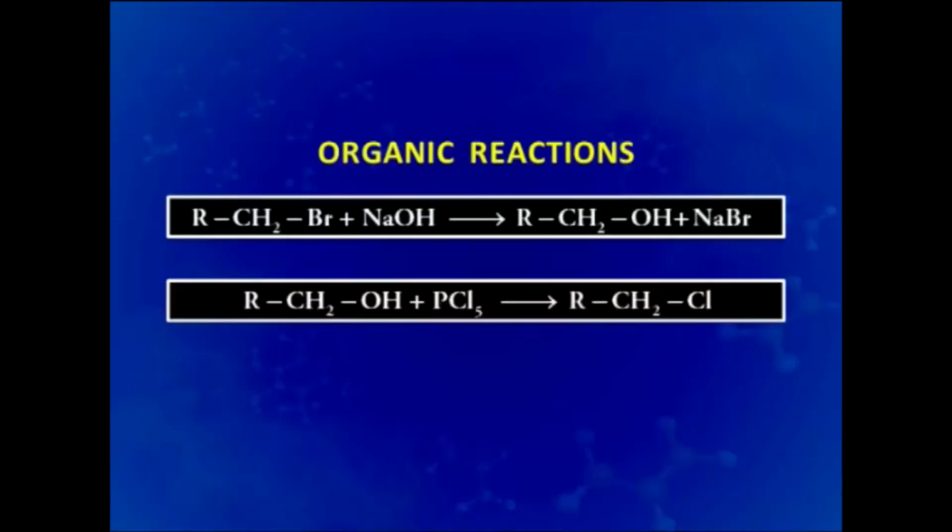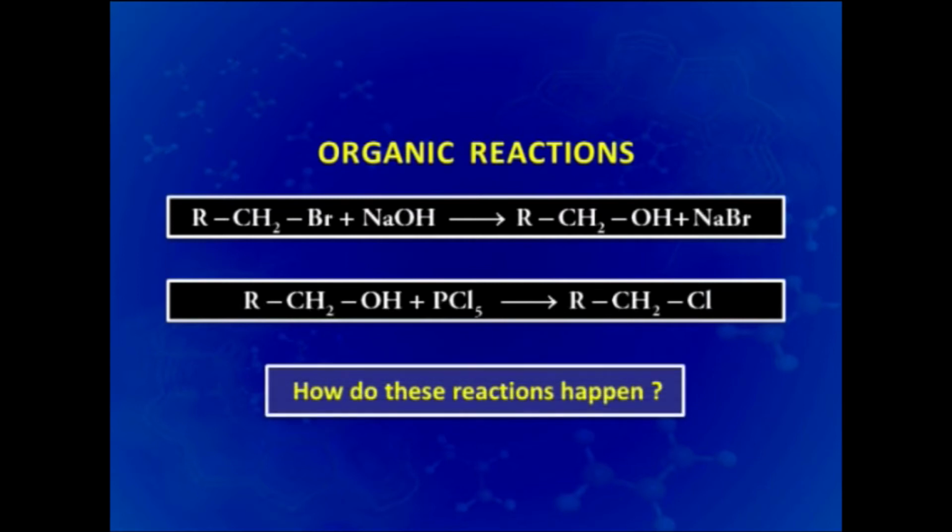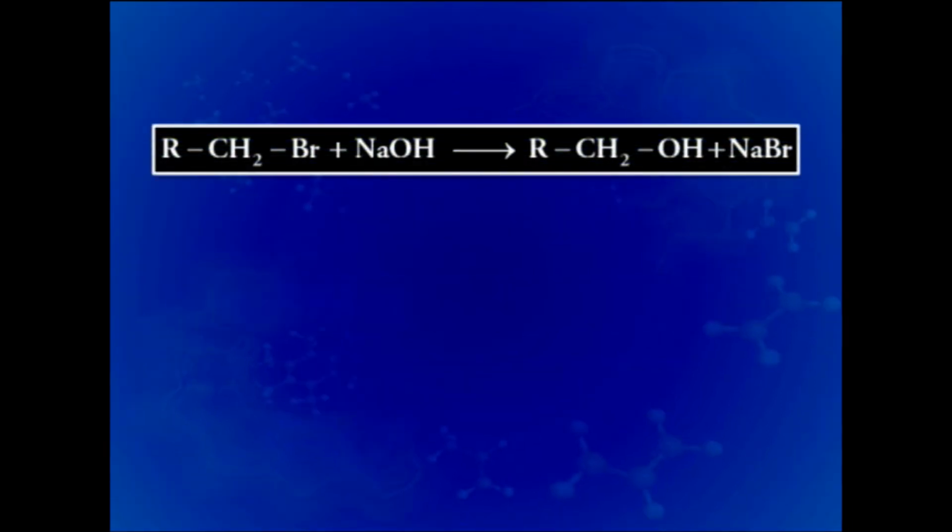Well, suppose we take an organic reaction like an alkyl halide reacting with sodium hydroxide to give an alcohol and sodium bromide. Similarly, an alcohol reacting with PCl5 and giving an alkyl halide. These are examples of organic reactions which you may be familiar with, but how do we ascertain that this reaction is taking place and how is it actually happening? We take this example to know what exactly is happening.